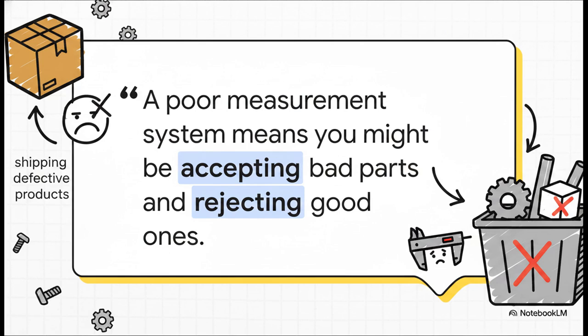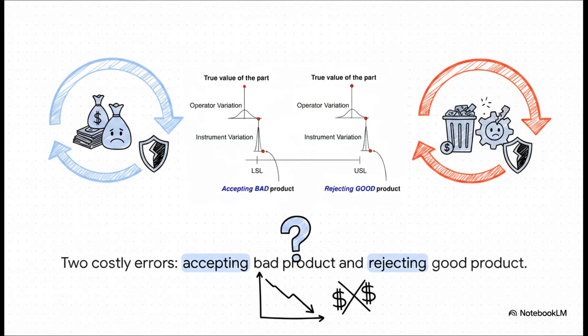And let's be clear, the stakes couldn't be higher. A bad measurement system isn't just about bad data on a spreadsheet. It leads to terrible decisions. It creates two nightmare scenarios. You start accepting bad parts and shipping them to customers, and you start rejecting good parts, throwing perfectly good products in the scrap bin. This visual shows exactly what I'm talking about.